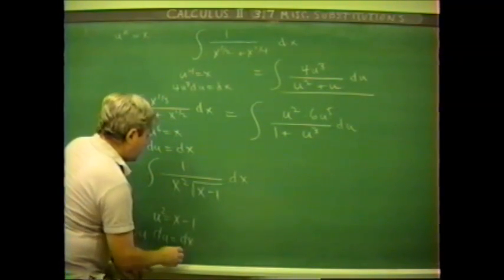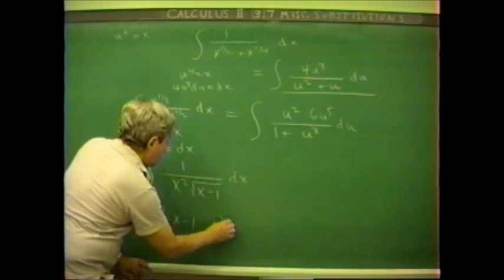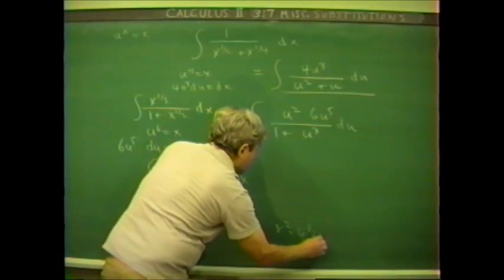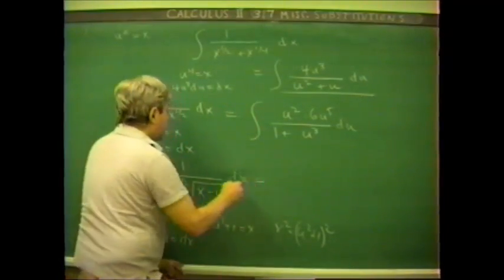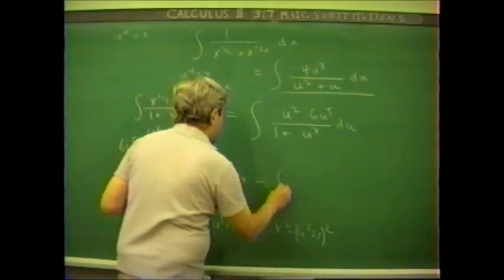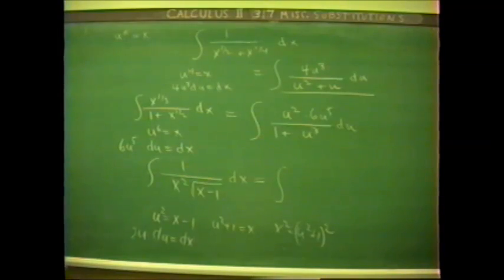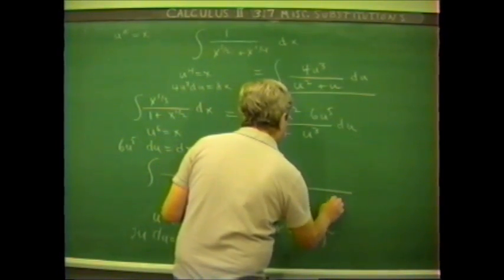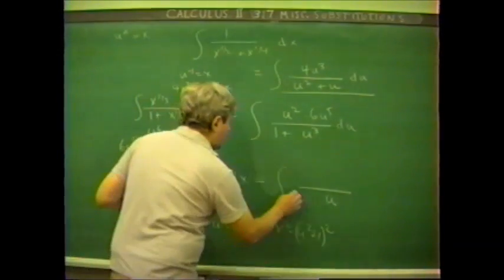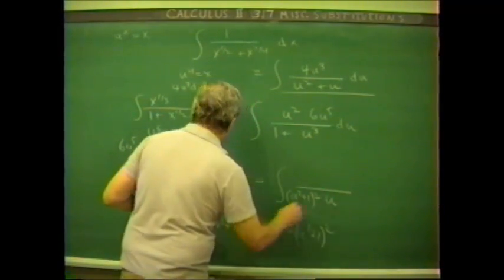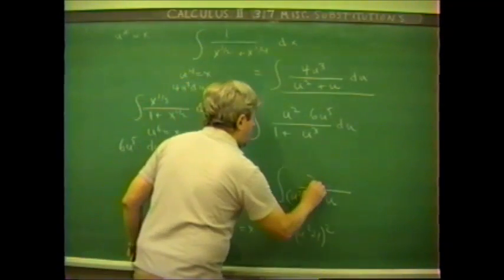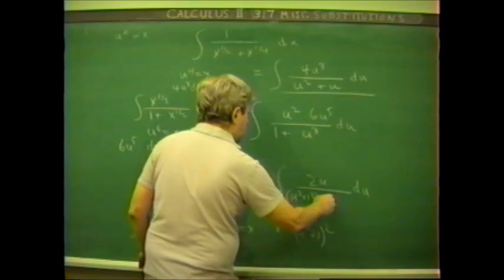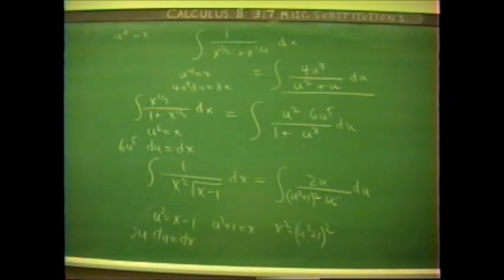If u squared is x minus 1, then u squared plus 1 is equal to x, or x squared is equal to u squared plus 1 quantity squared. This becomes then the antiderivative of: square root of x minus 1 is u. x squared is u squared plus 1 quantity squared. And dx is 2u du. The u's actually cancel here. And you're looking at a partial fractions problem of a simple order.